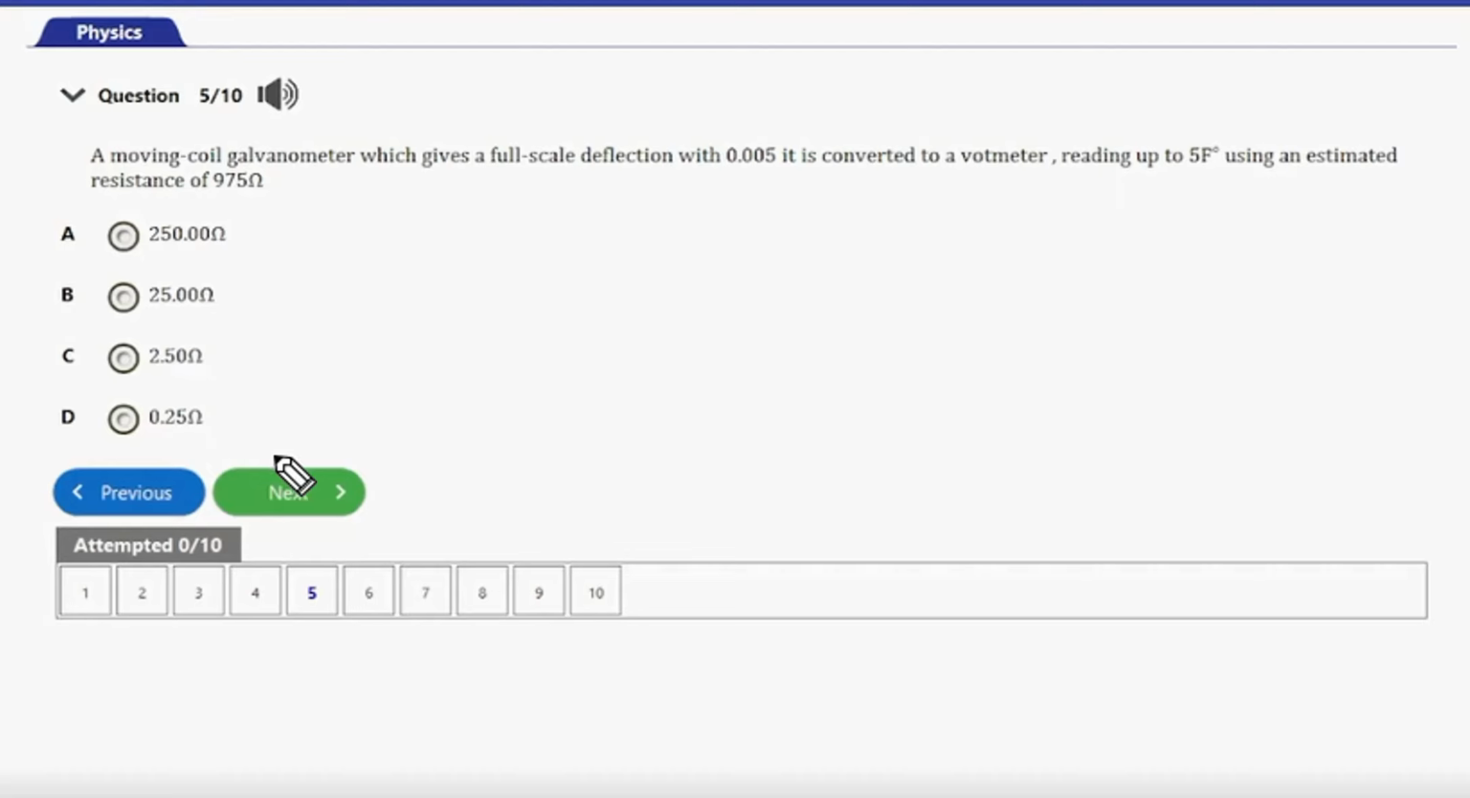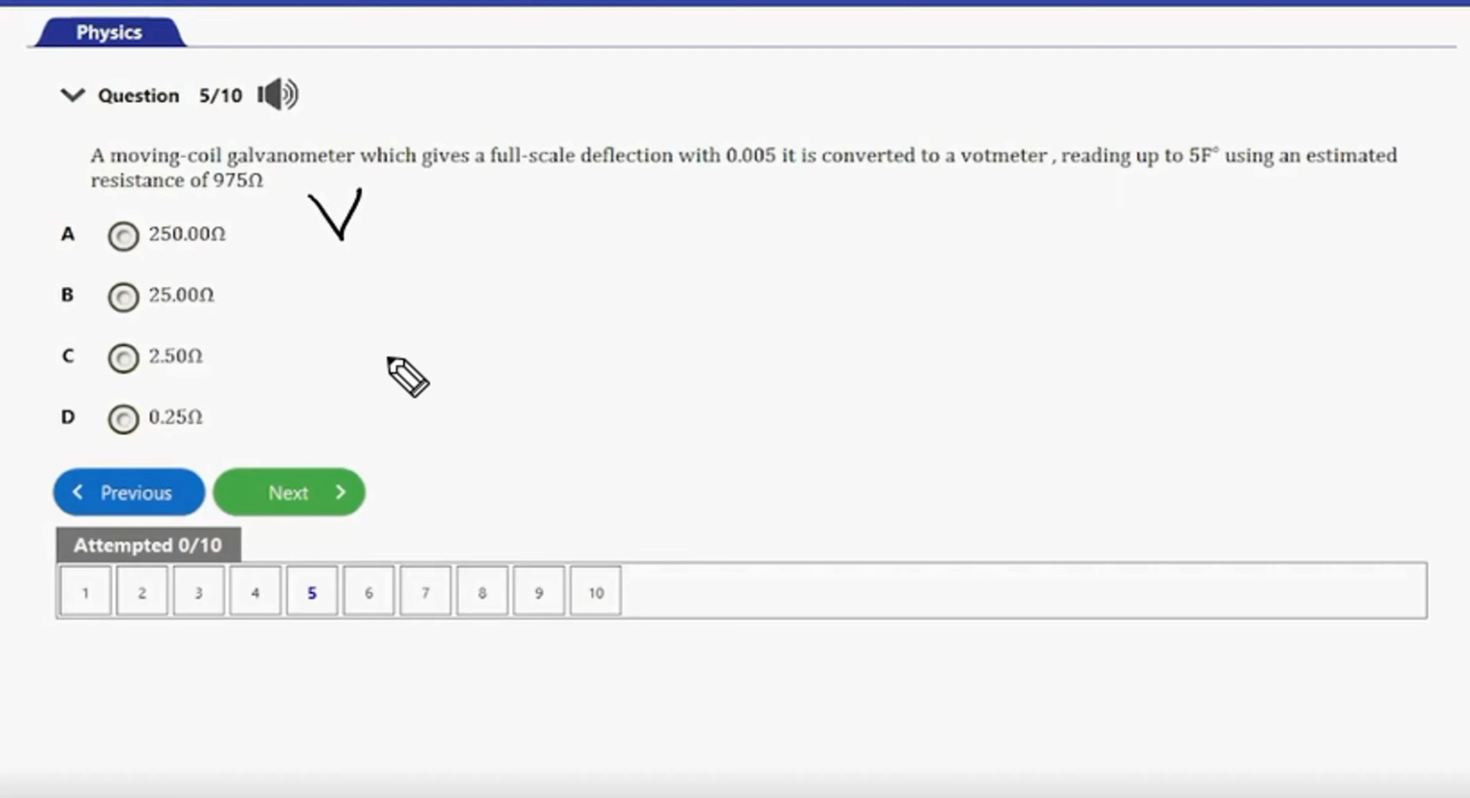So here, what we are going to do is, first of all, we'll note that since this is a series connection, actually when we convert a moving coil galvanometer to a voltmeter, we do that by making a series connection between the galvanometer and a multiplier. The multiplier here is a high value resistance. So let's take note that this connection will always be in series.